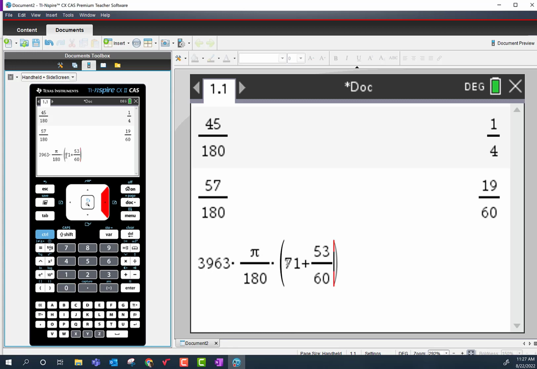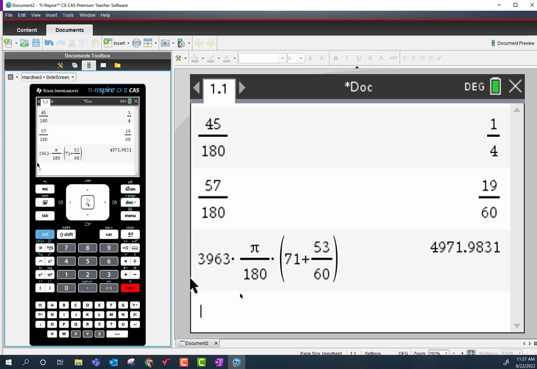So basically, this gives me the number that I want. It's 71 degrees plus a part of a degree, which is 53 minutes, so 53 over 60. And this is going to give me what I want. Again, there is a button, I just don't remember where it is. Then I hit Control Enter so that I get a decimal approximation. So these two cities are 4,971.983 miles apart. And remember, we're always going to go to the thousandths unless indicated otherwise.